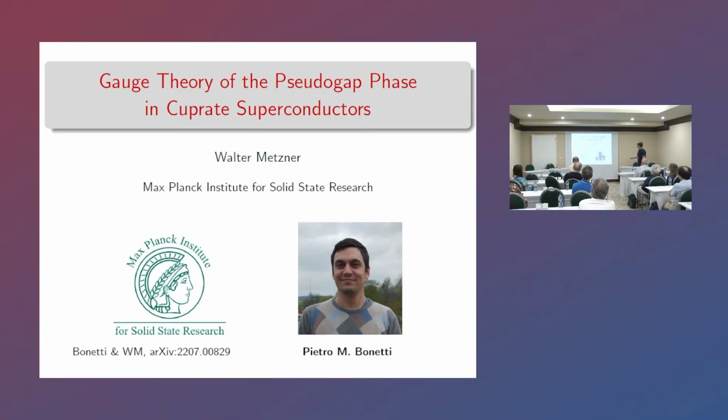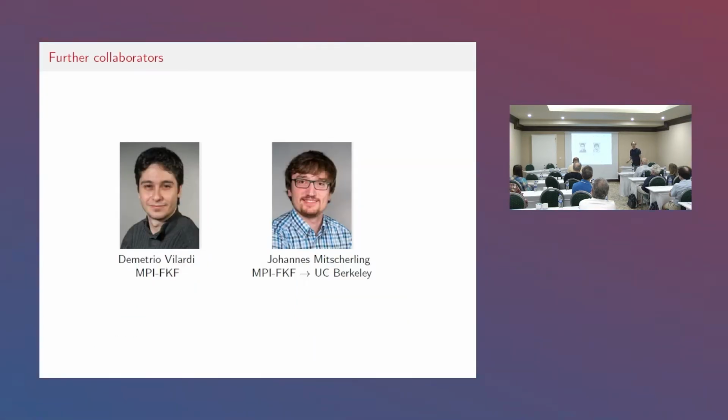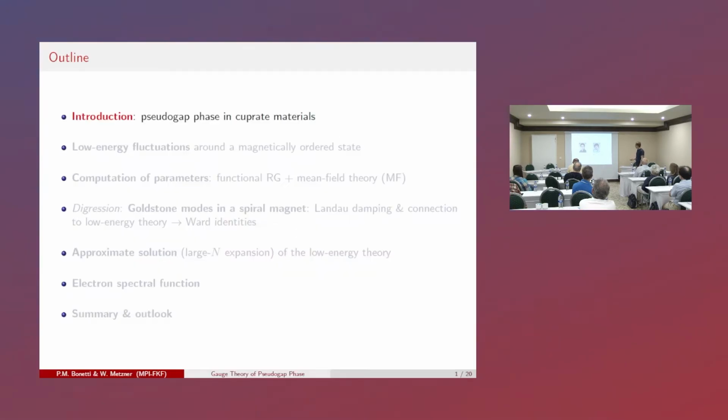There are also two other collaborators involved a bit previously in pre-stages of this, namely Demetrio Vilardi, another of these Italian PhD students, who is now permanently in Stuttgart, and Johannes Mitscherling, a German PhD student who just moved to Berkeley to work with Joel Moore.